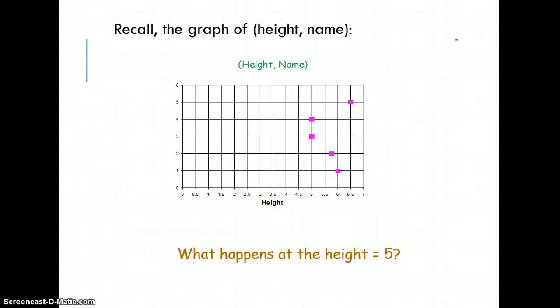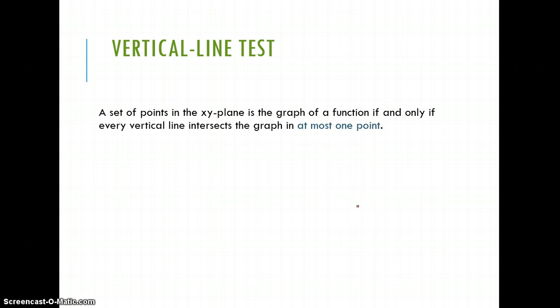So recalling a little bit from what we've seen before, the graph of height and name, what happens to the height of 5? Well, it repeats, okay? It repeats right here. So we're going to make a vertical line test. A set of points in the xy plane is the graph of a function if and only if every vertical line intersects the graph in at most one point.